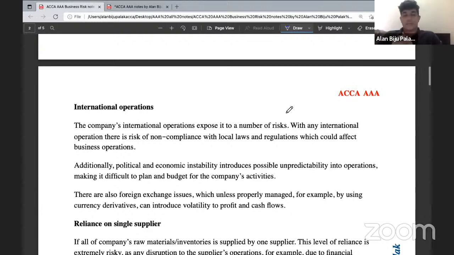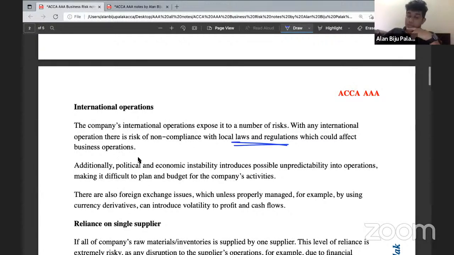And what happens if a company is having international operations? What will be the business risk in that case? We know that when a company is doing some sort of international operations, they need to comply with the laws and regulations of the country in which they are trading their goods and services. So they need to follow both the local legislation and the foreign legislations. There can be chances that they might not be following this, and this may lead to compliance issues.